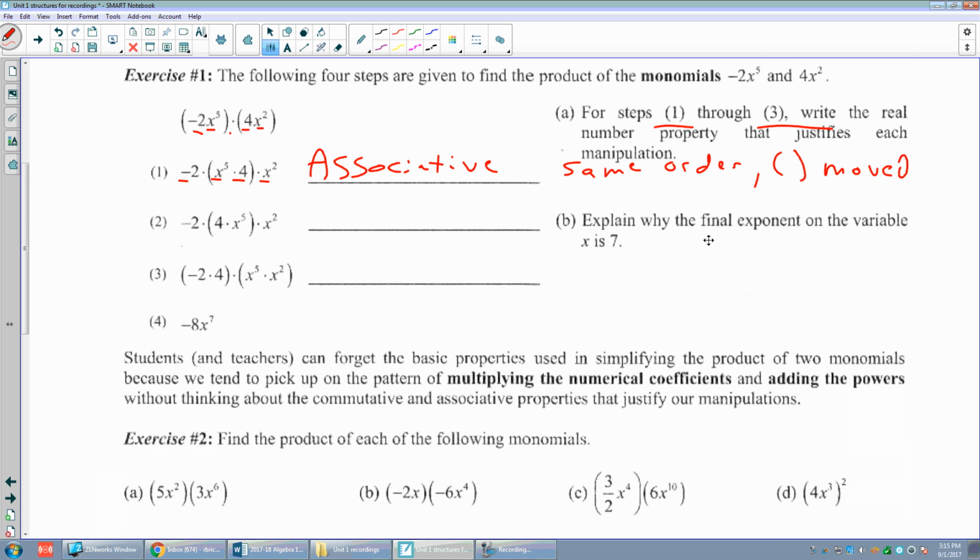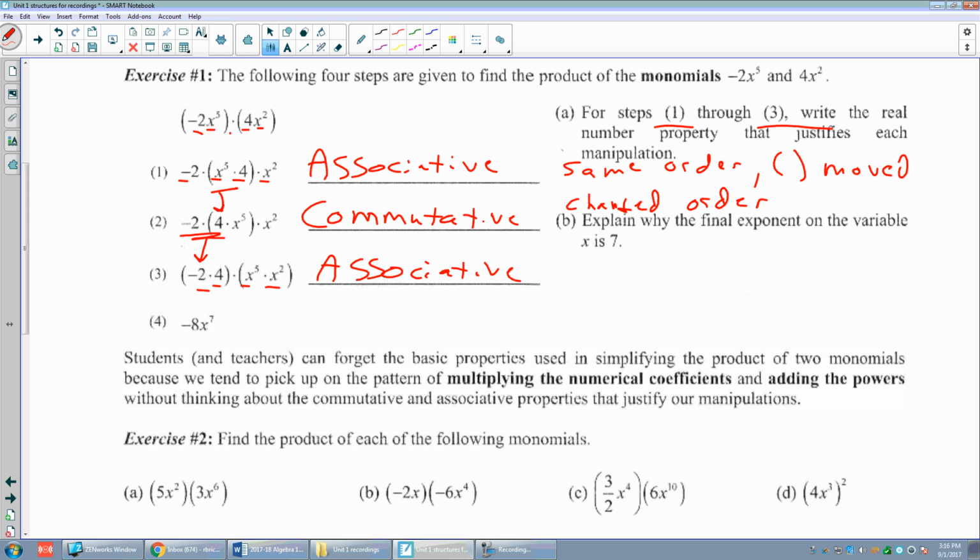Now, what happened here? Looks like the 4 and the x to the 5th changed order. That's commutative. Changed order. It's the commutative property of multiplication. Now, you see the -2 times the 4 outside parentheses. Now they're together. So we have -2, 4, x to the 5th, x squared. The order stayed the same, but the parentheses moved. So it's exactly the same thing.